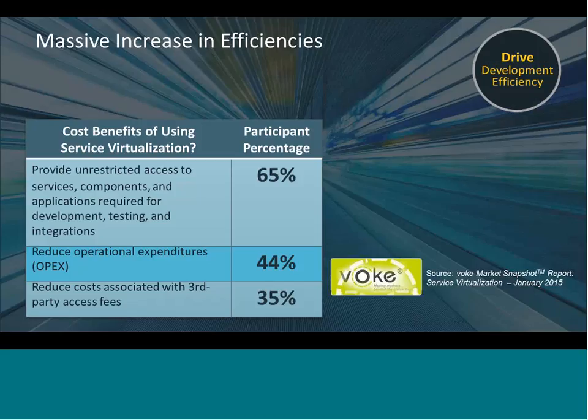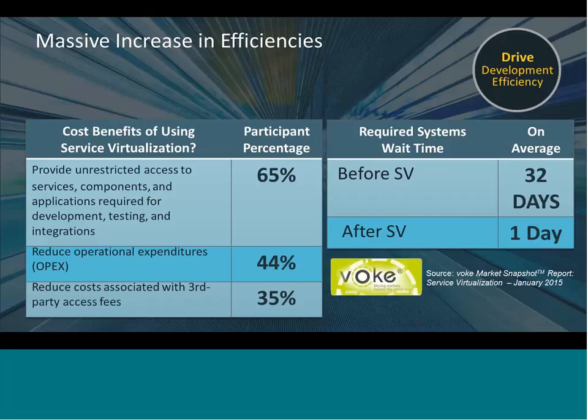We interviewed over 500 organizations that are currently using service virtualization, and these are some of the findings. 65% of the respondents had provided unrestricted access to services and components after using service virtualization. 44% saw a reduction in OPEX, and 35% saw a reduction in third-party access fees. So this truly demonstrates how you can save time.